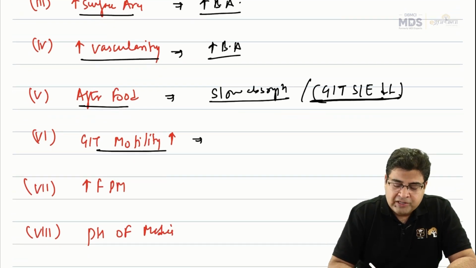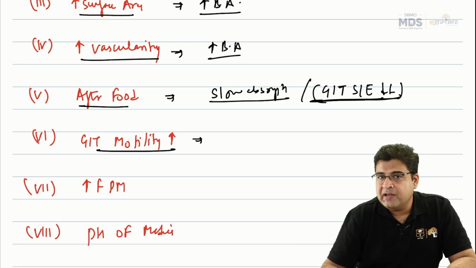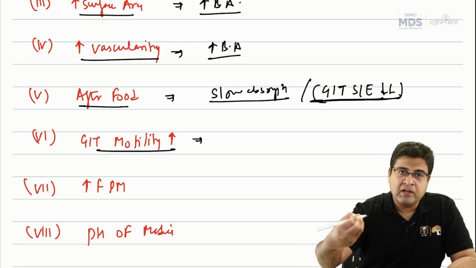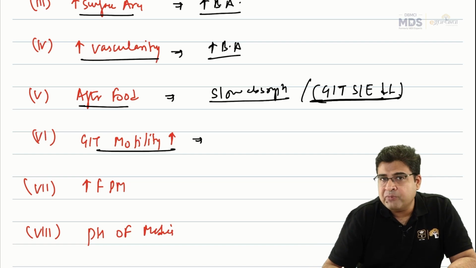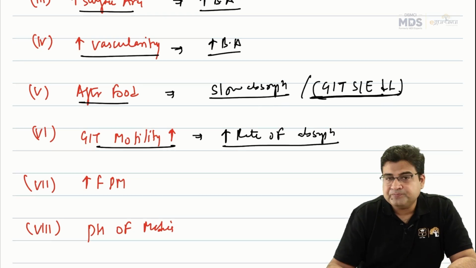Now, if the GI motility is more, it means the medicine molecules will come across new surface area in the GIT. When one molecule is getting absorbed from one part, the other molecule will come across another area of the GIT and get absorbed from there. So the more the motility, the faster the rate of absorption.